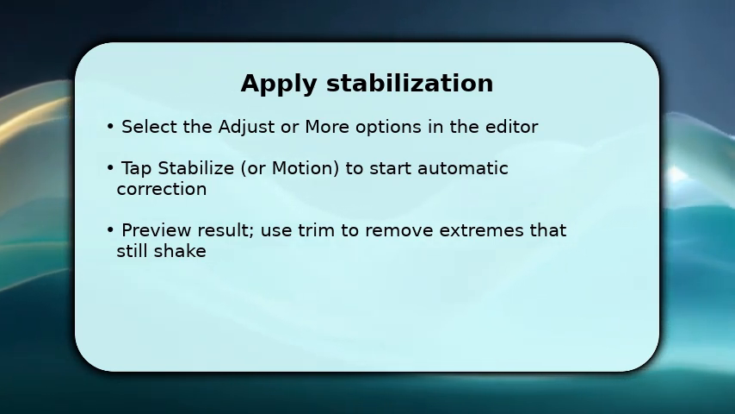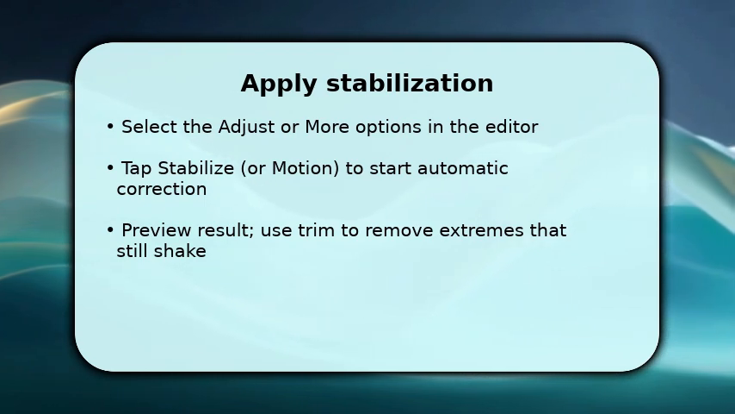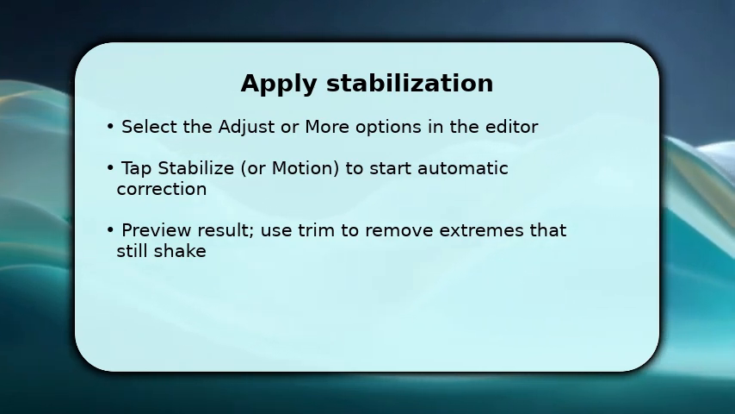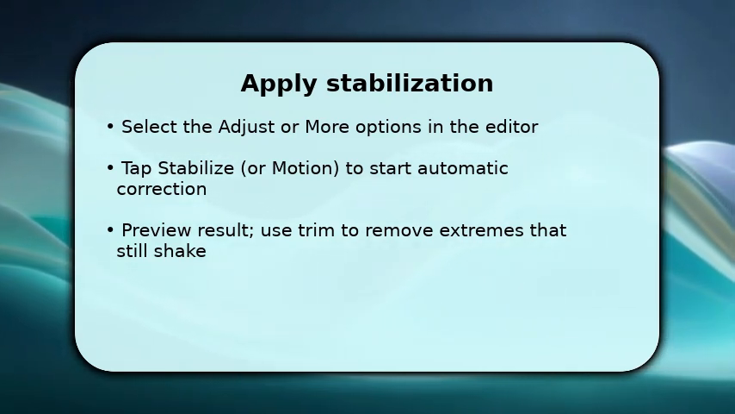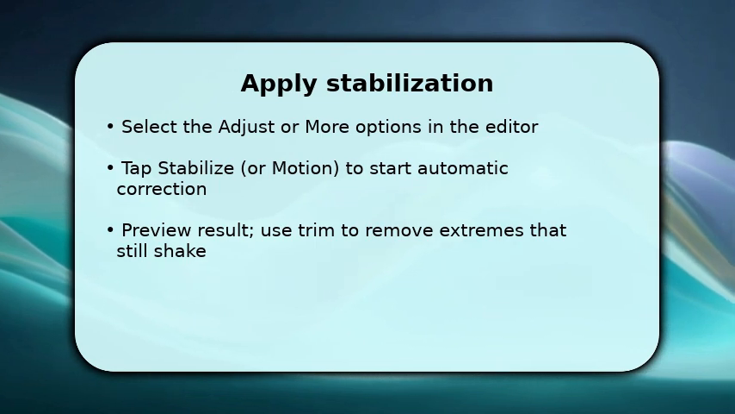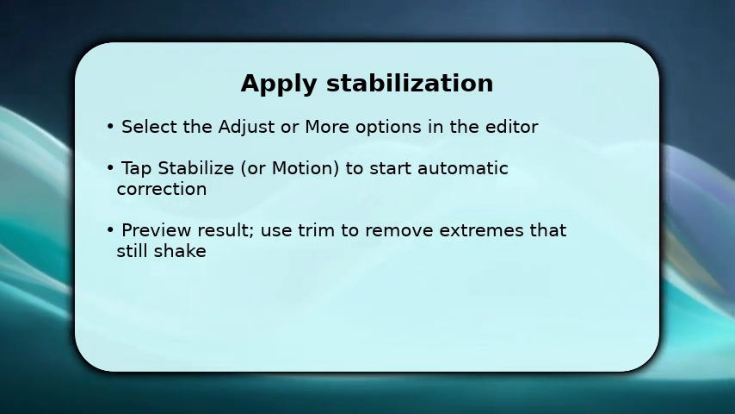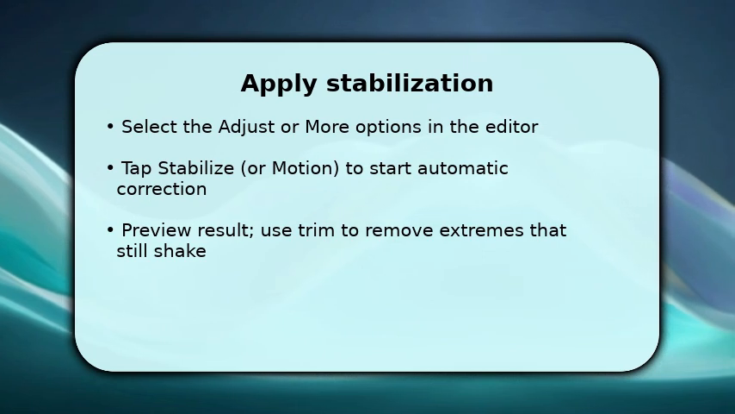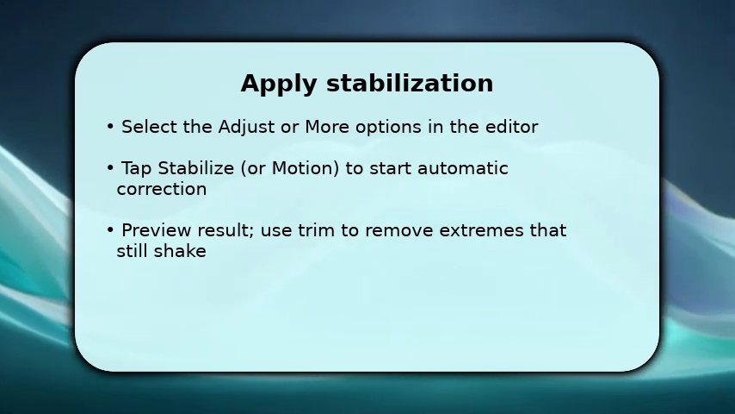Once the stabilization preview appears, scrub through the timeline to inspect corners and fast pans. If edges crop excessively, trim the start or end to remove the worst motion. Remember, stabilization crops and may reduce field of view, so compare before and after.